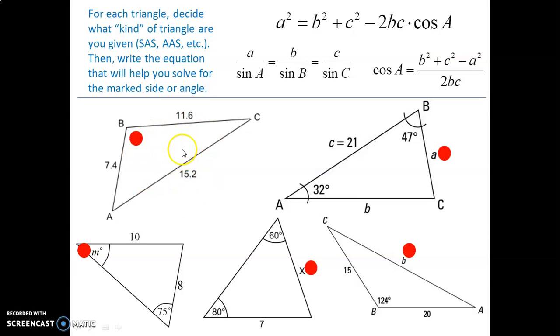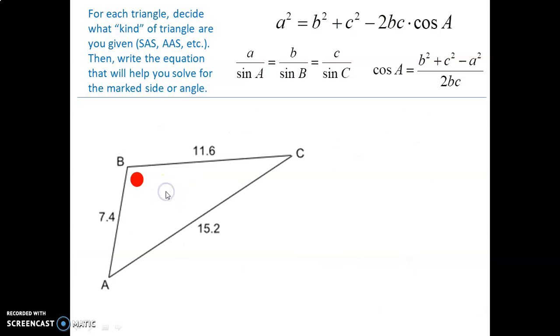So look at the first one here. What kind of triangle do we have? Okay, so first one looks like this. What do we have? Looks like side, side, side. And your job is then to decide, okay, side, side, side, well, that was cosine, so I'll get you started. And here, don't solve it completely. Just set up the equation. What will it look like?